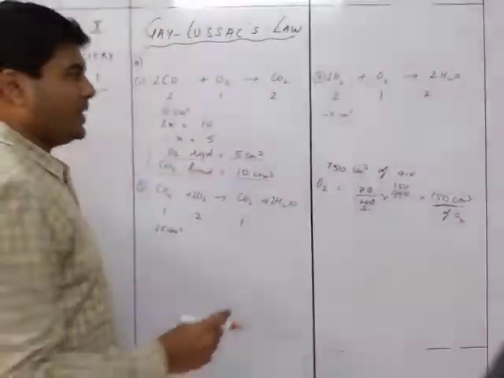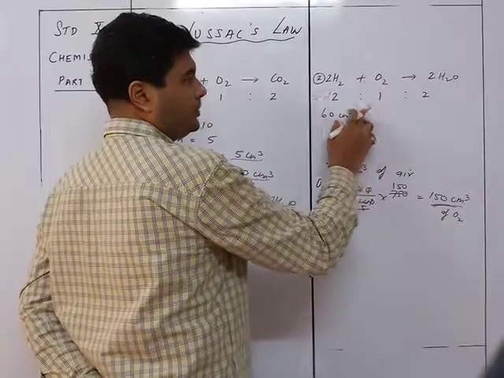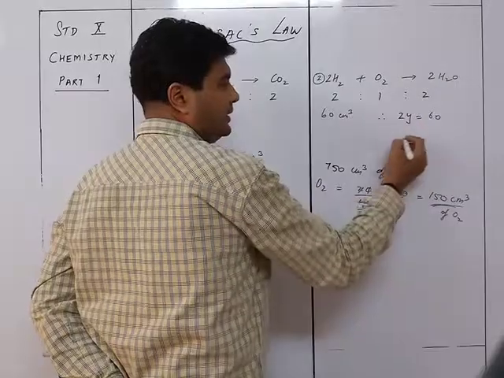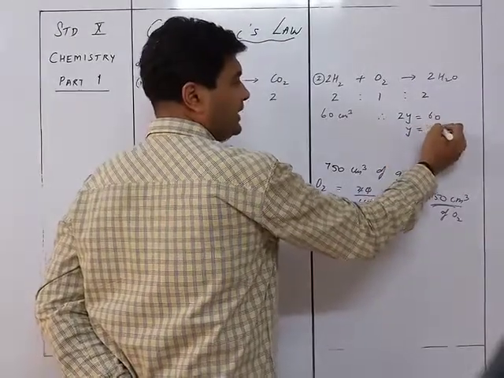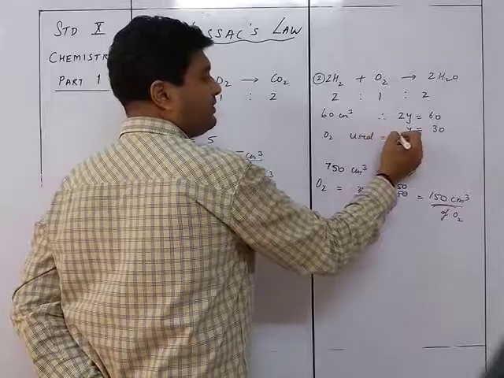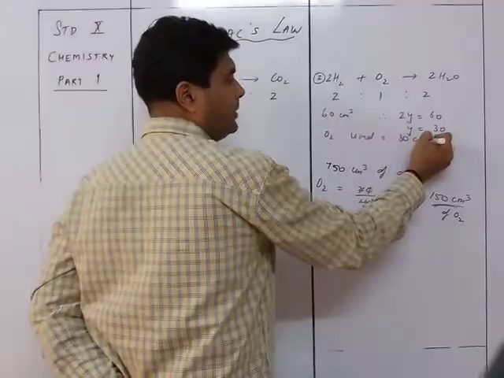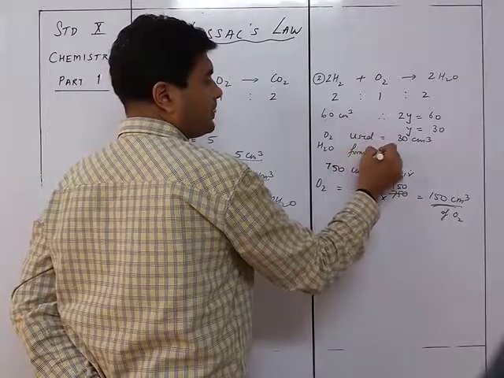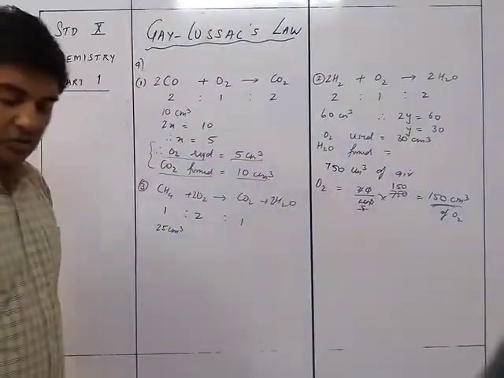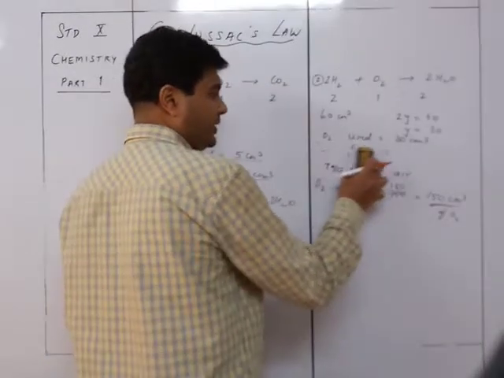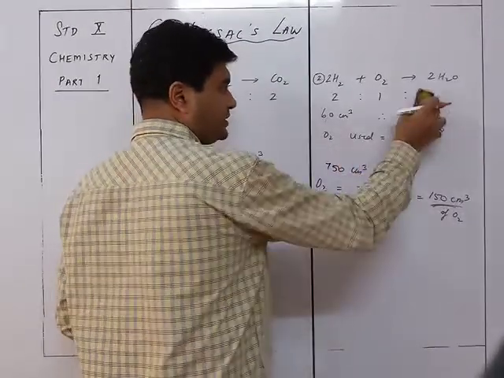Now let's take this one. You have got 60 centimeter cube. So therefore 2y is equal to 60. Therefore y is equal to 30. Therefore O2 used is equal to 30 centimeter cube and H2O formed. Now this could be water also, so we'll not worry about it. So we take this as water, that is liquid, so we'll not worry at all. So we will not see this at all.